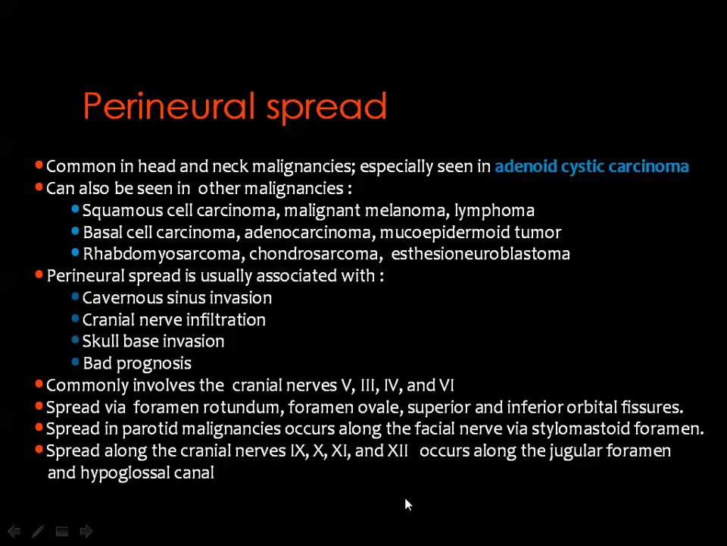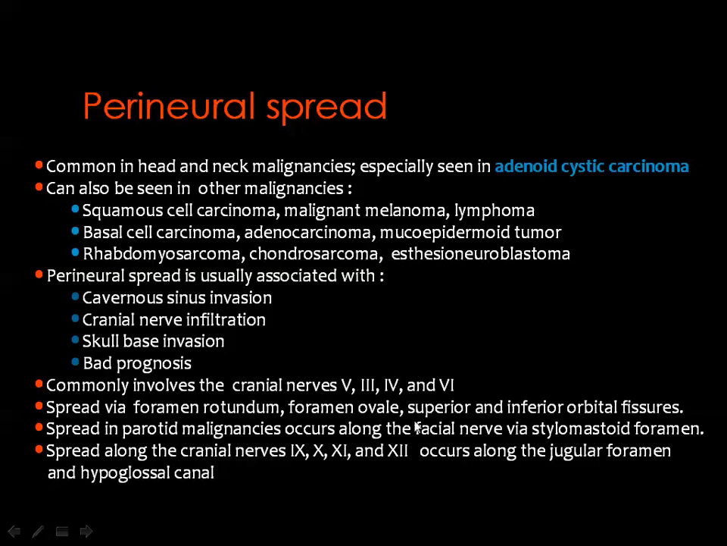Perineural spread is well known in this particular lesion, the adenoid cystic carcinoma, but can occur in many other tumors. This is the most common lesion to spread along the nerve roots, but squamous cell carcinoma, melanoma, lymphoma, breast carcinoma, rhabdomyosarcoma, neuroblastoma, and many other tumors can spread by nerve roots.